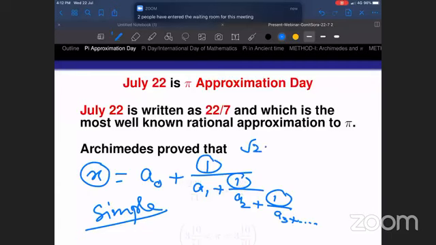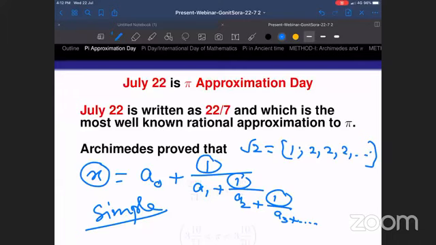It is 1, then 2, 2, 2, etc. So for √2, the continued fraction expansion will be 1, and this expansion is periodic because the 2 is repeated. We write 1, the integral part, and then 2, 2, 2, 2, etc.